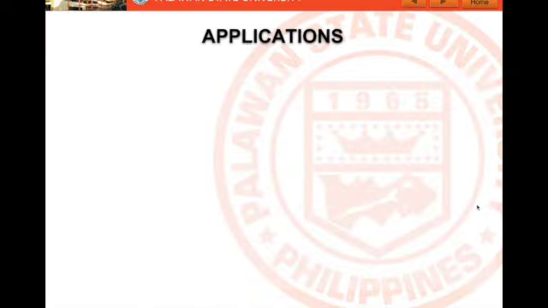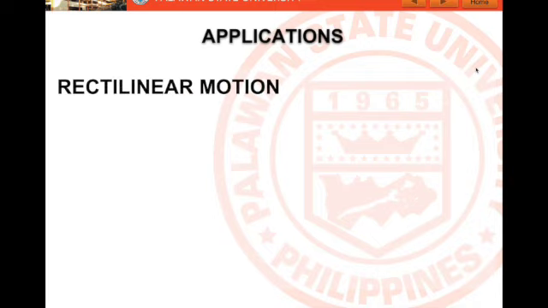So now that we have learned, we have defined what is a complete solution, what is a general solution, and what is a particular solution given initial conditions, as well as how to calculate them. Let's extend our knowledge into applications, particularly in solving word problems regarding rectilinear motion.